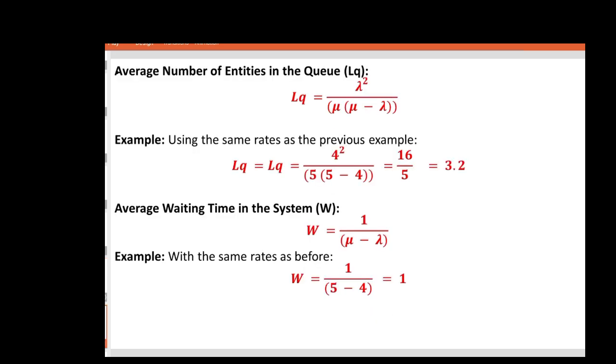The average number of entries in a queue is given by lambda squared over mu times the quantity mu minus lambda, and when you plug in all the values from our example, we have about four entries in the queue. Average waiting time in the system is given by W equal to 1 over the service rate minus the arrival rate, and that gives us 1.